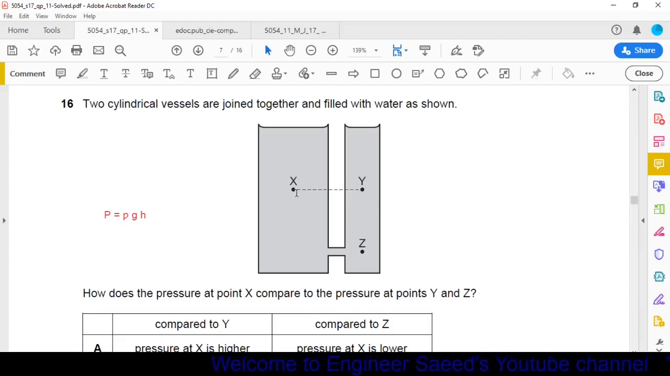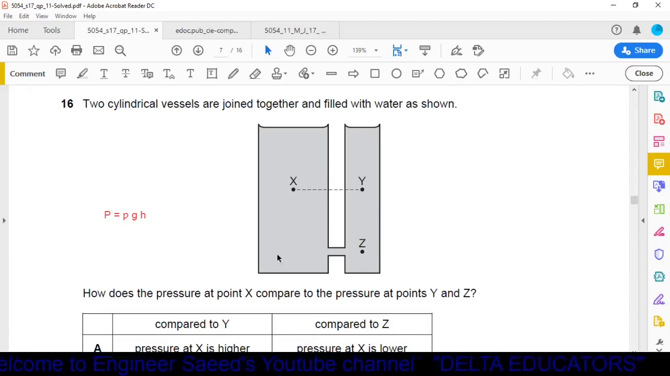Okay, here we have to compare the pressure at point X with the pressure at point Y and the pressure at point Z. Okay, pressure of liquid is given as P is equal to rho g h, where rho is for density, g is for gravitational field strength, and h is for the vertical height. Vertical height means we have to consider the distance from the point to the surface of the water level. This will be the height for X. From this point to this point will be the height for Y, and from this point to the surface will be the height for the point Z.